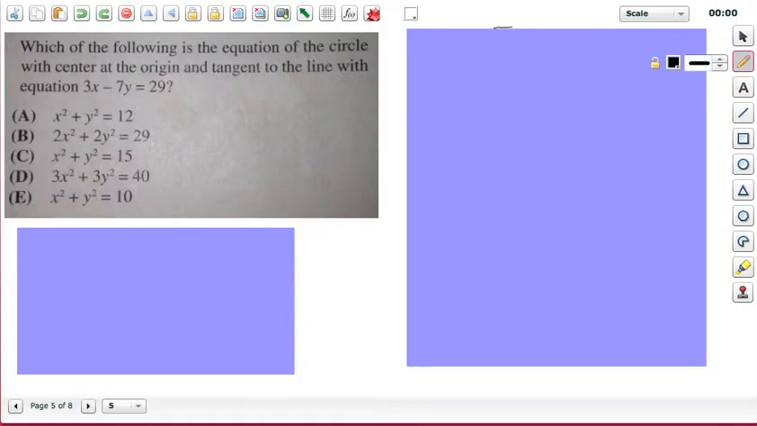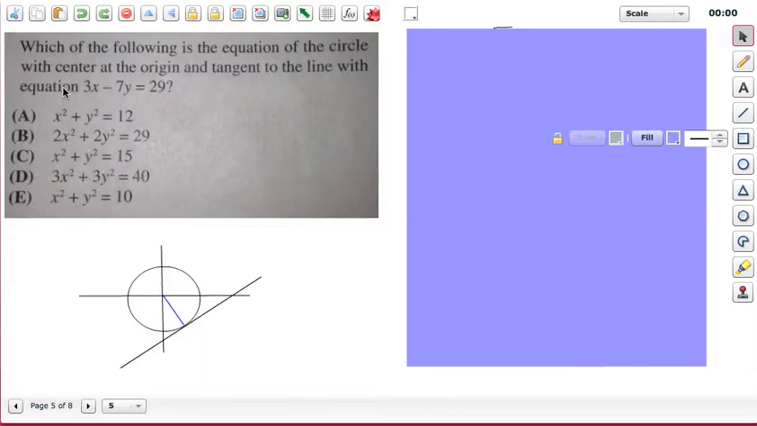You may pause the video and try this on your own, or you can work with me. Which of the following is the equation of a circle with center at the origin? That's very nice that they gave us the center, and tangent to the line with this linear equation right here. So to visualize this, you can imagine a circle with the center at the origin and a line, an equation going like this, and they want to know which of these following equations is the equation of this circle.